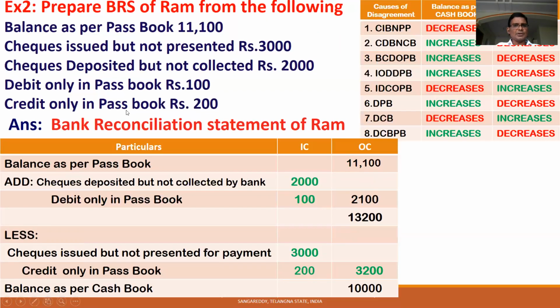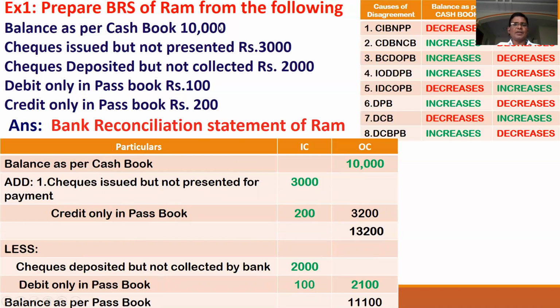So balance as per passbook is given, and the answer we got is balance as per cash book. The fundamental point you have to remember is to see which balance is given in the first point. Passbook, so for this problem for every point you see passbook increase or decrease. Passbook increases, less. Passbook decreases, add. In the previous problem cash book balance was given, so for every point you see cash book increase or decrease. Cash book increases, less. Cash book decreases, add.